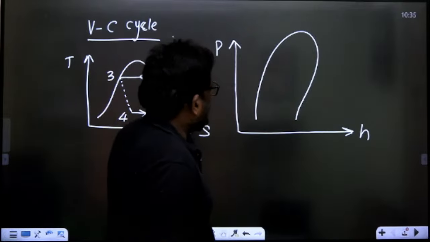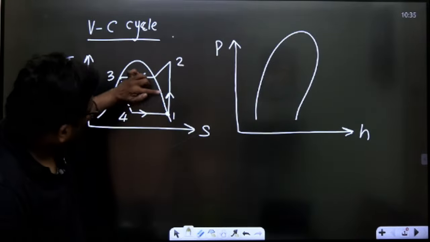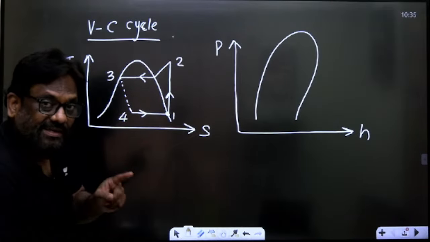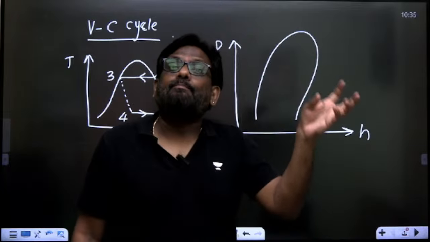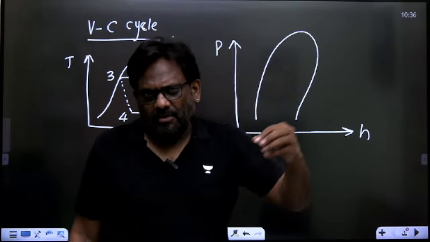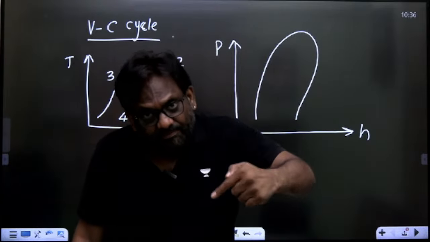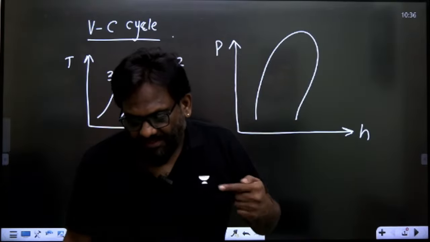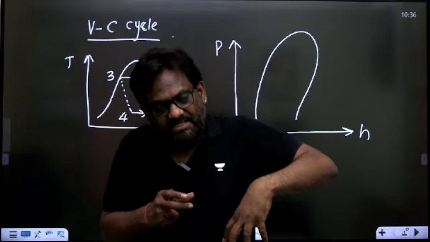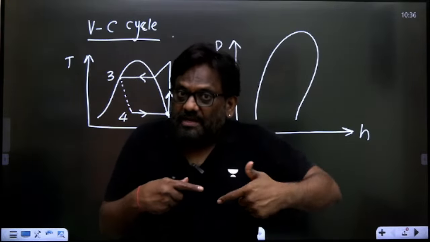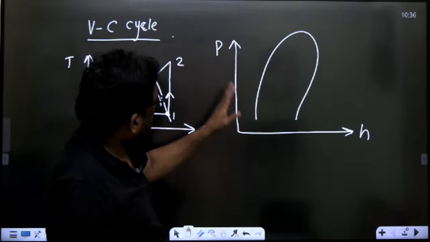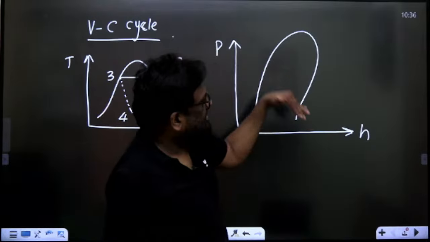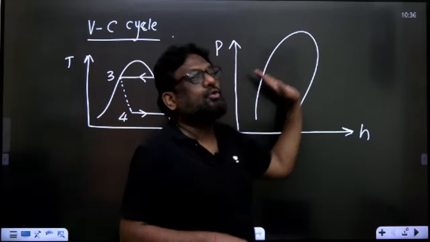Now, what is 1 to 2, sir? 1 to 2 is compression. And you know, during compression, you are giving input to the working fluid. So when you are giving input to the working fluid, the enthalpy of the fluid will increase. At the same time, you are compressing, so pressure will increase. If I show it on the pH diagram, the enthalpy is increasing, so it moves to the right, and the pressure is increasing, so it will move up and to the right.